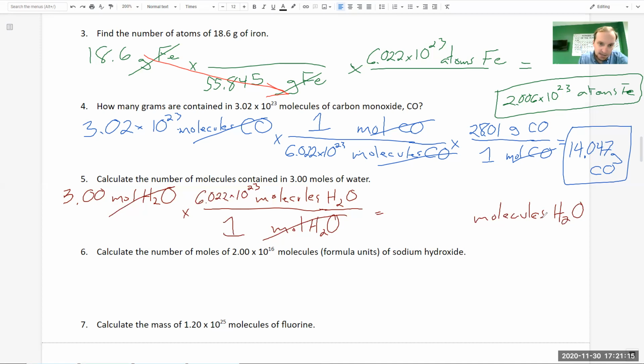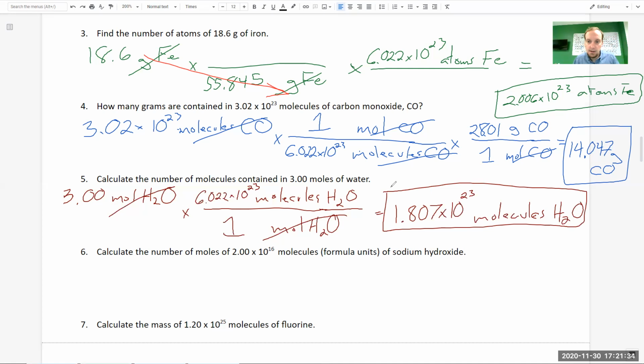All right, so 3 times 6.02E23 divided by 1, just for completion and correctness, I get 1.80, round that up to a 7, times 10 to the 24th. That's how many molecules of water are in 3 moles of water.